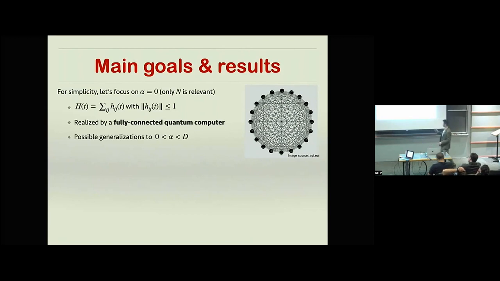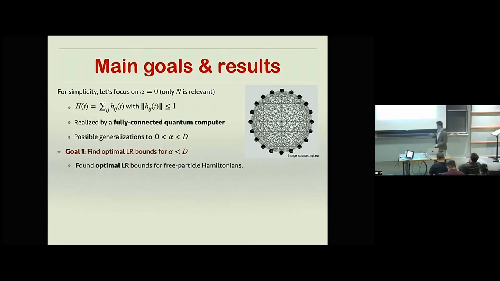Once we understand the simplest case where the interaction doesn't decay at all, we may be able to generalize this to interactions which decay slowly. The first goal, of course, is to find the optimal Lieb-Robinson bound for alpha smaller than d, where I said that the gap is big and we don't really know the optimal bound. In general, this is a pretty challenging problem, but at least for a subclass of Hamiltonians, especially those that can be mapped to free particles, we can find optimal bounds.